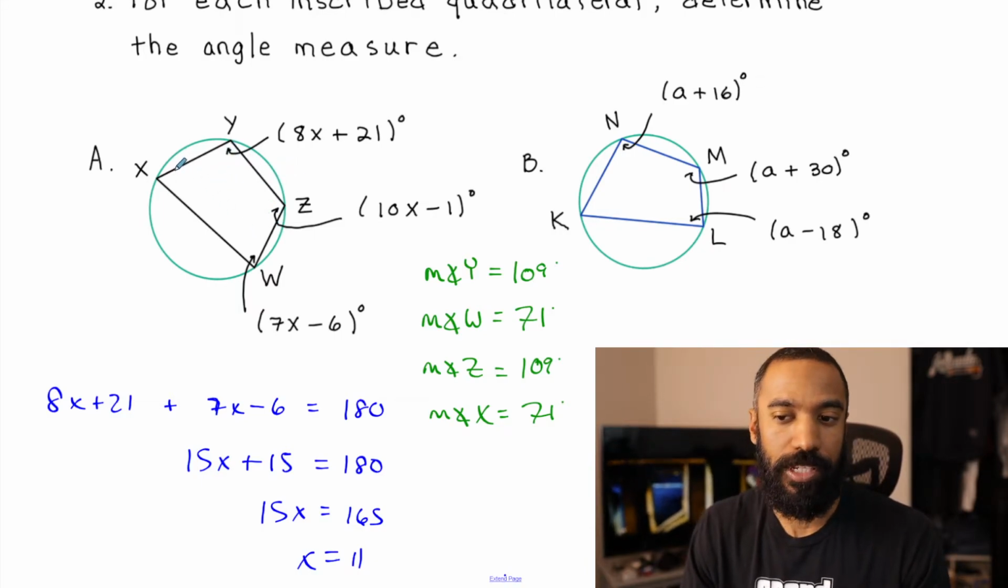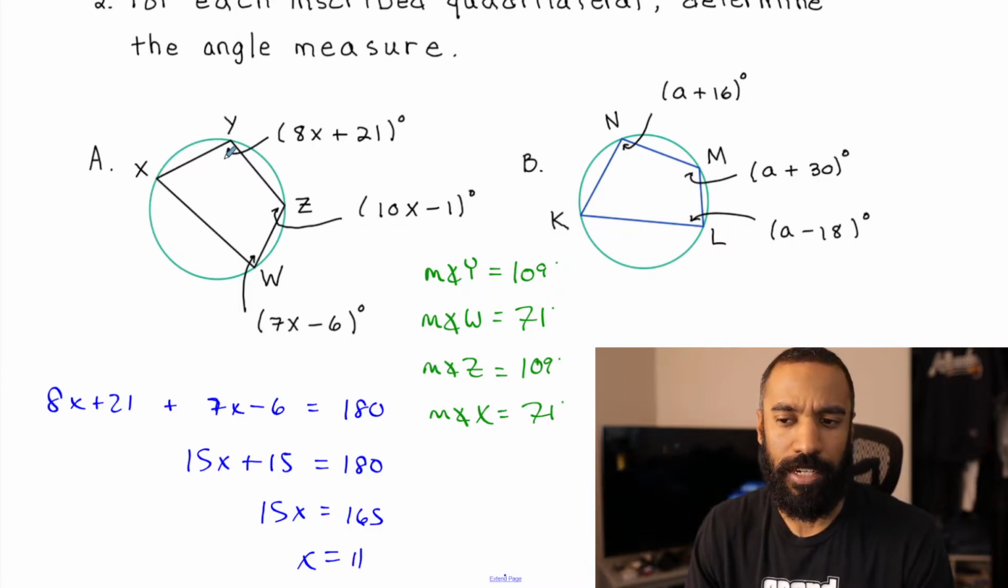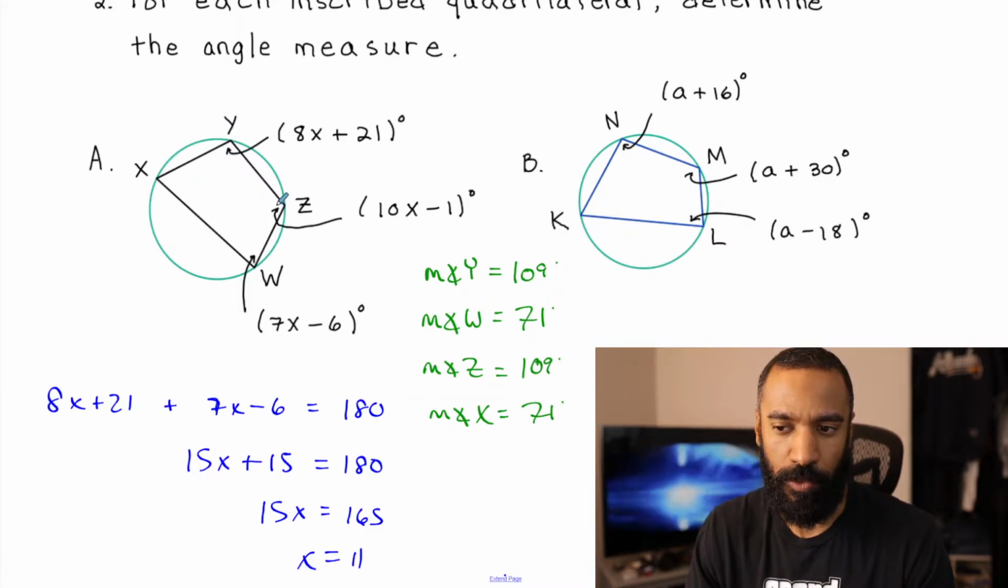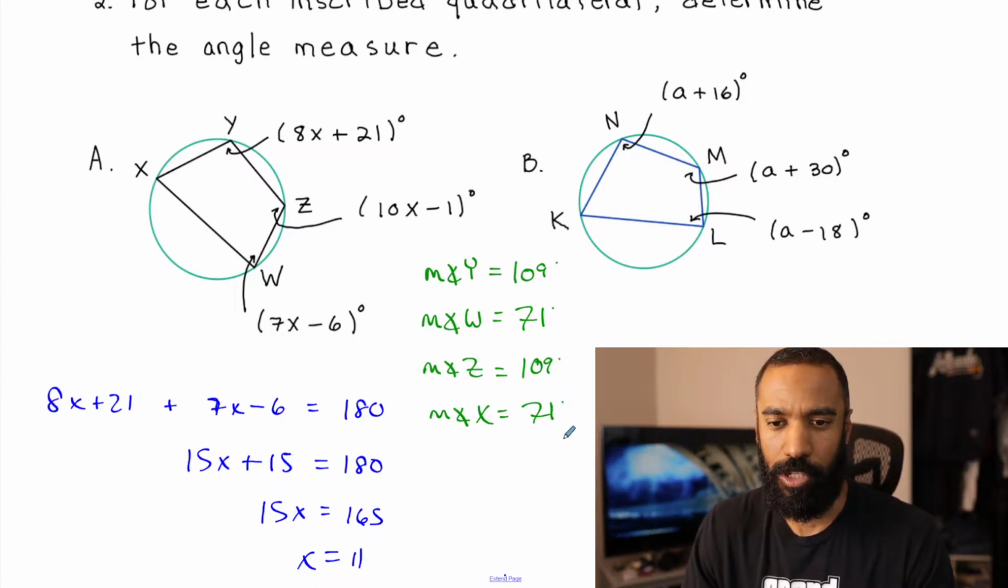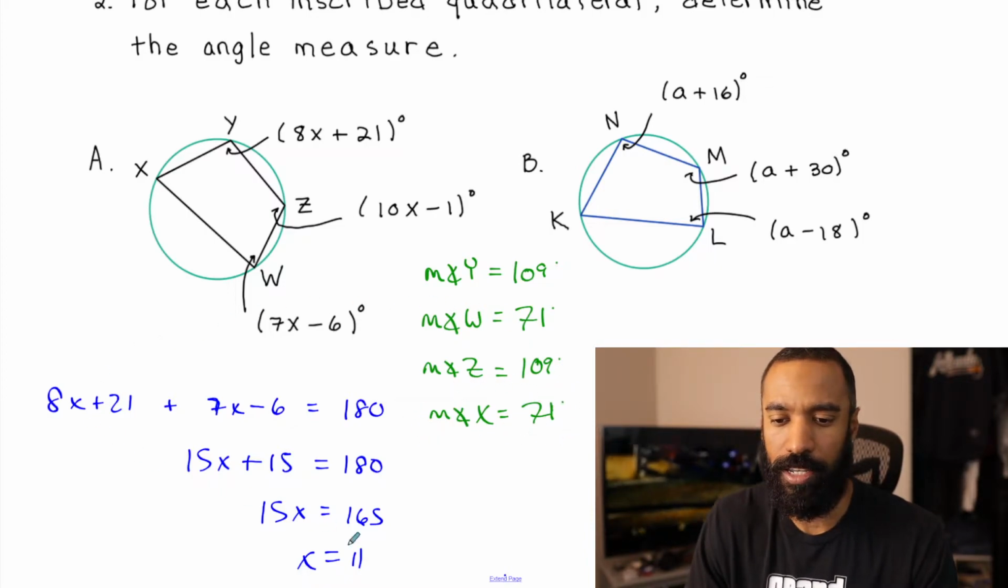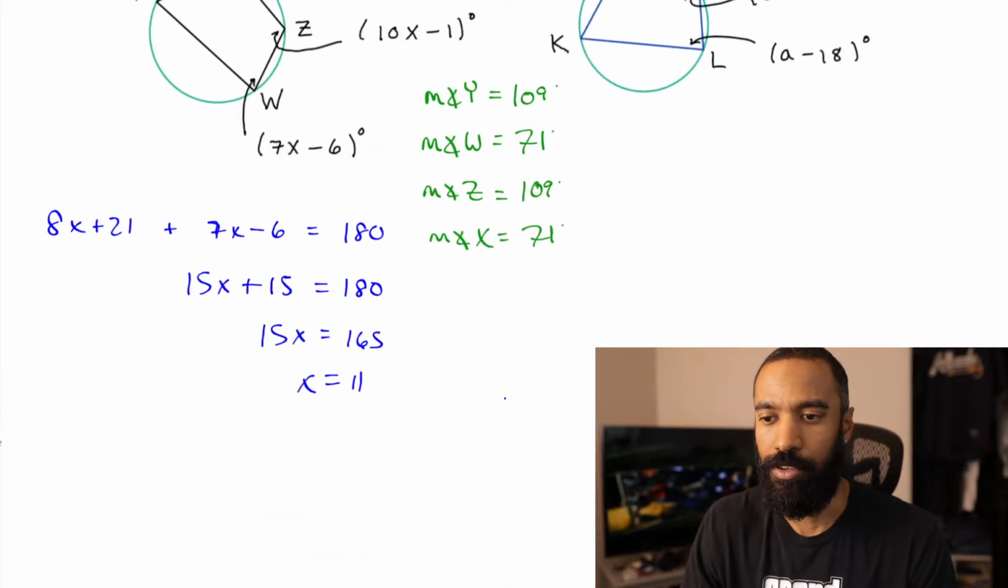Or all these add to 360. But again, I think it's kind of redundant to use those two because they already add to 180. So these two, that should also be 71 degrees. I don't know if that's really the final bit that we all wanted here, but I'm going to go ahead and give you all of it.